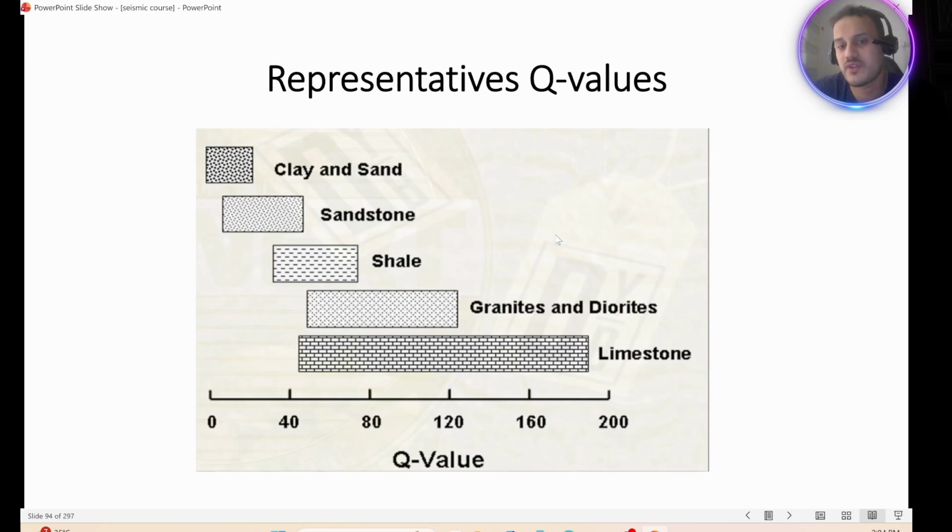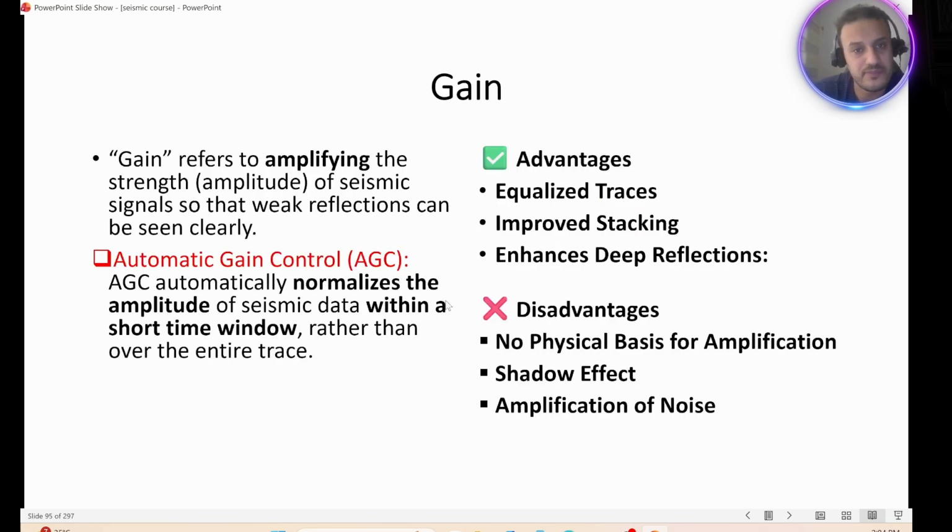And these are the Q values depending on the rock type. If you have this for clay, sand, sandstone, shale, and limestone, for each rock we have a different type of Q value. Different Q values mean different velocity, and that means different decay. Gain refers to amplifying the strength amplitude.